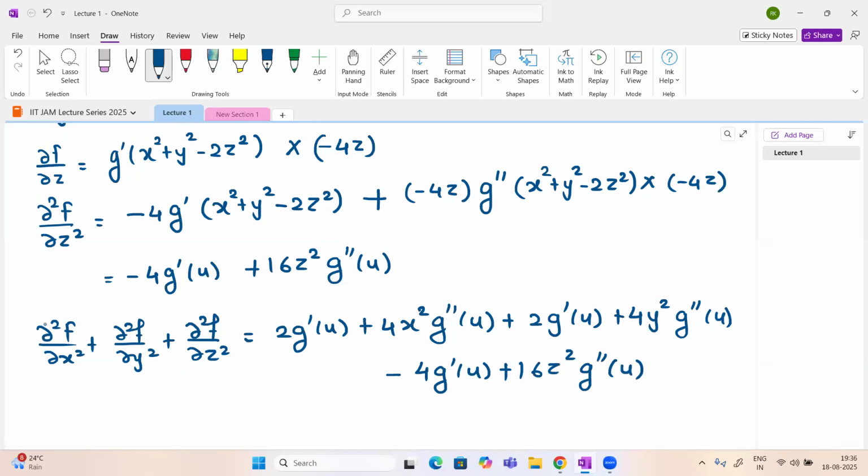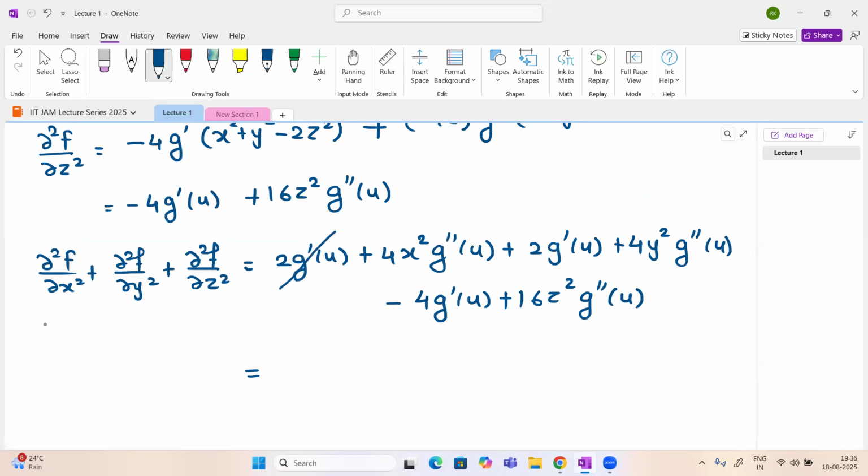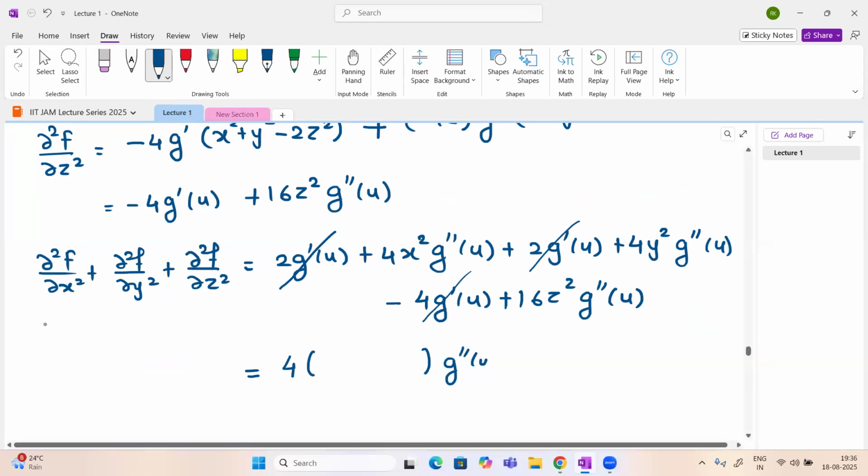Can I cancel anything here? Yes, 2g dash of u plus 2g dash of u, and this minus 4g dash of u. And what about the remaining terms? Can I take anything common? The 4 I can take common, as well as g double dash of u. So that means you will get x square plus y square plus 4z square. Okay, that is the final answer which we have got.